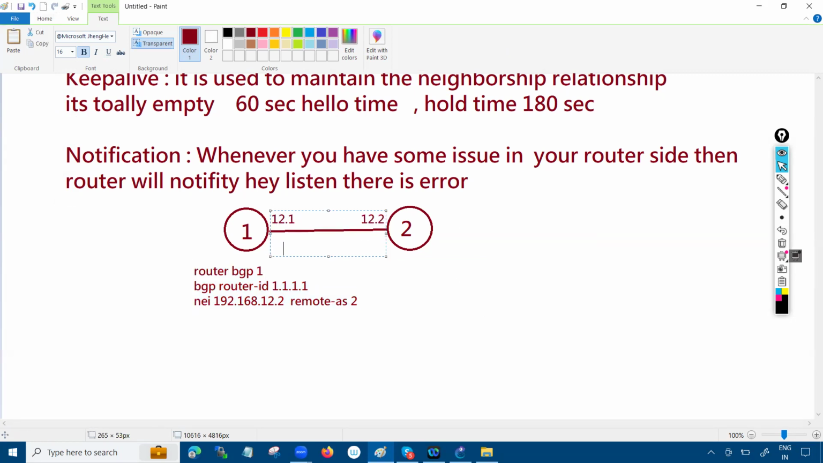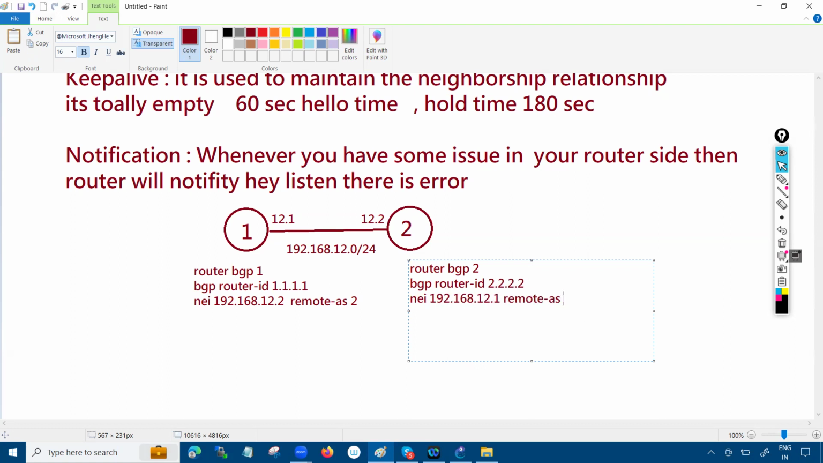And the IP address, we can see the subnet, we have this guy. So on router number 2, what I can do is this. Guys, please pay attention, this is very important. The BGP router ID will be what? 2.2.2.2, neighborship 12.1 and remote AS will be 1.